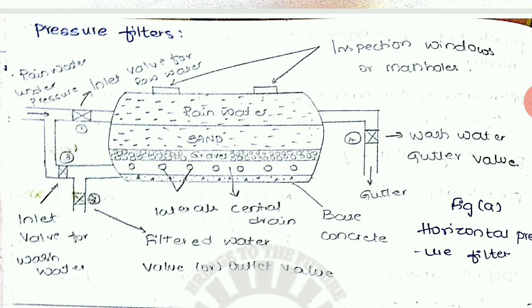In this session I am going to explain about pressure filters. There are two types of pressure filters. One is the horizontal pressure filter and the second one is the vertical pressure filter. This is the horizontal type of pressure filter.